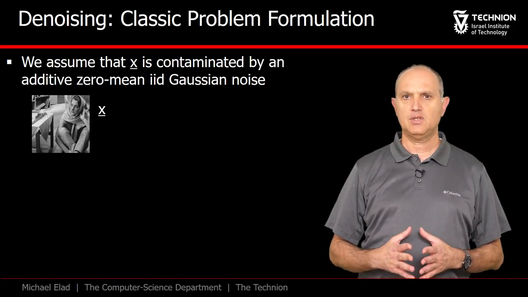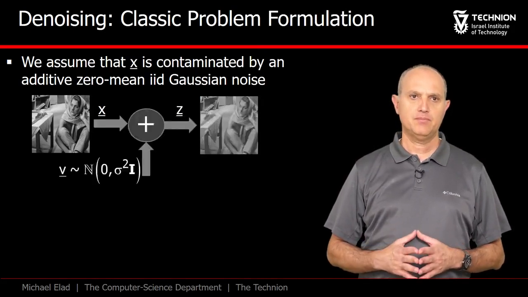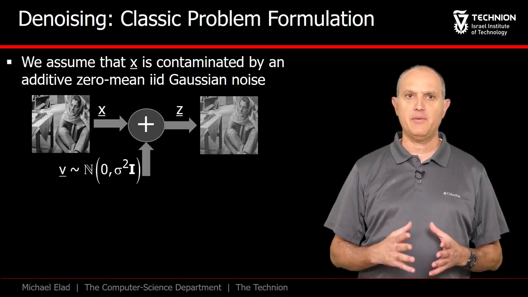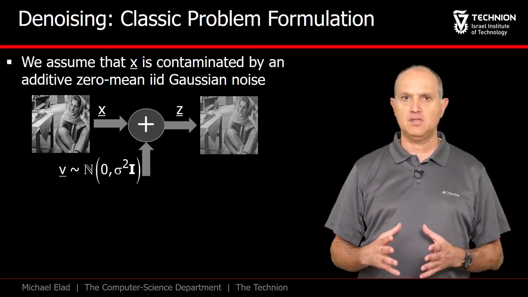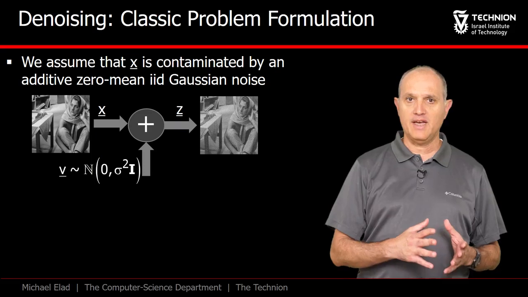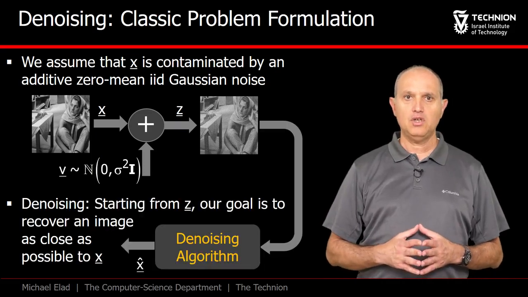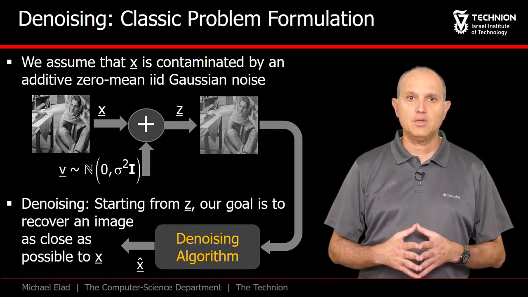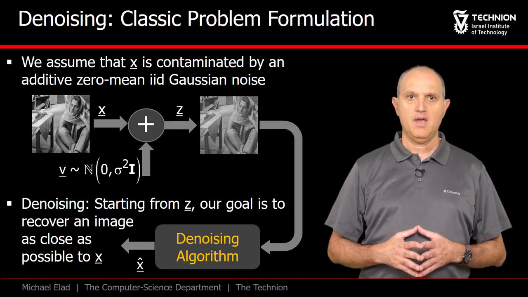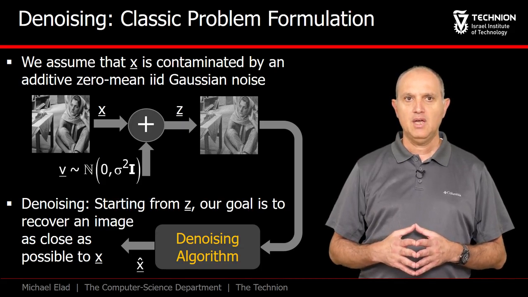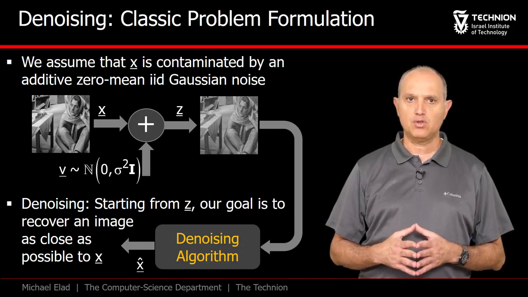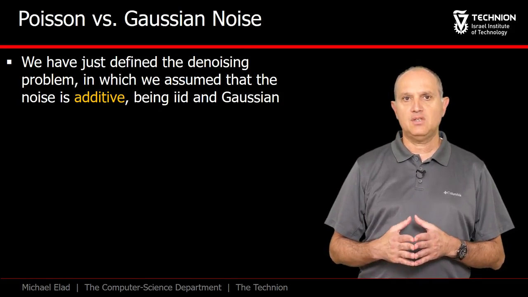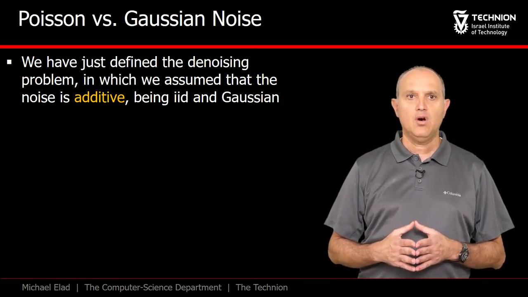Let's define the denoising problem formally. The image X is assumed to be an ideal image. It is contaminated by white additive Gaussian noise of zero mean and variance sigma squared, giving us the image Z. So Z equals X plus V. Our goal is to take Z and try to recover from it an image that will be as close as possible to X. Everything we shall do in this chapter has to do with the design of this box of denoising algorithm.